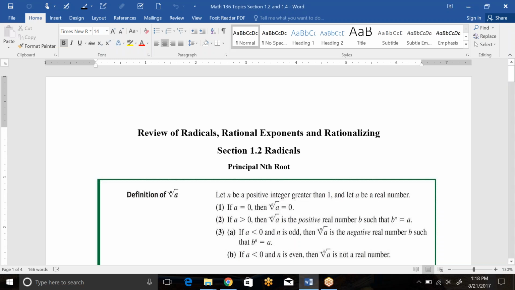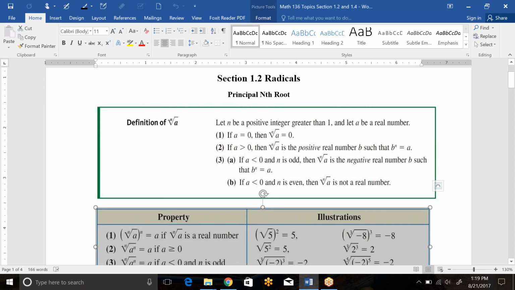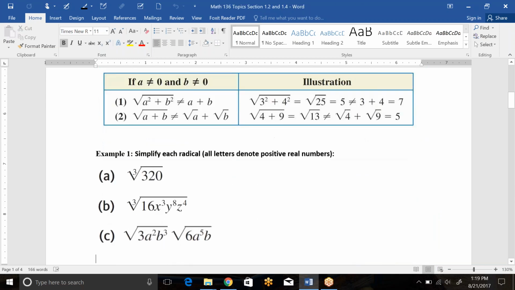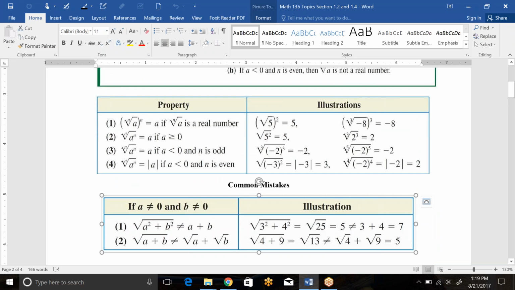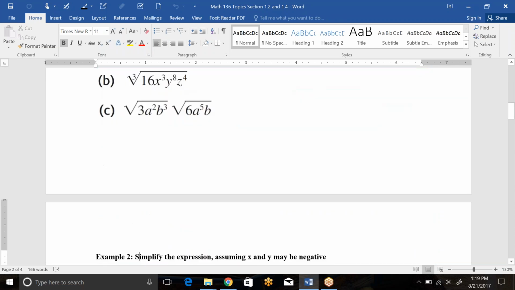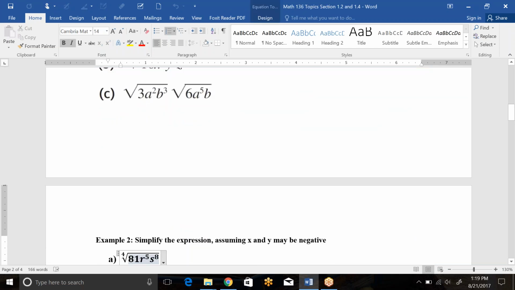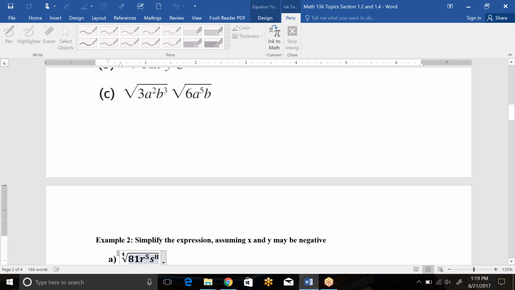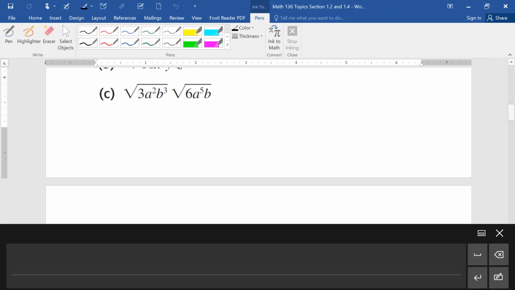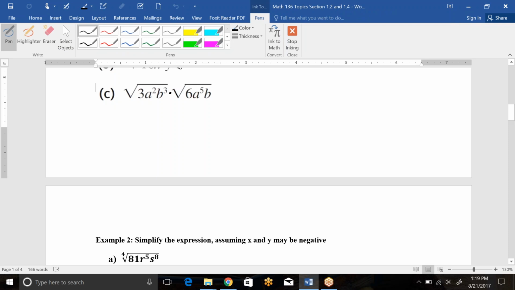Okay, this is a continuation of a couple of the problems that we were doing in class today in section 1.2. We wanted to look at part C of example 1. So I'm going to scroll down to that. We're trying to simplify this expression. Notice that the two radicals are split up into two separate radicals right now. They're both square roots separated by a times.